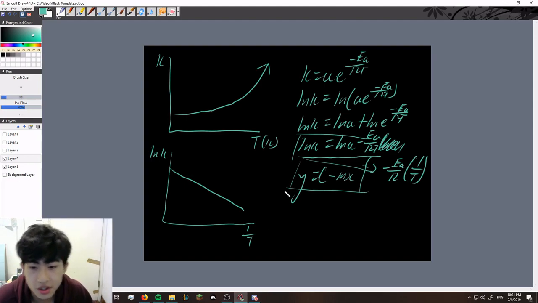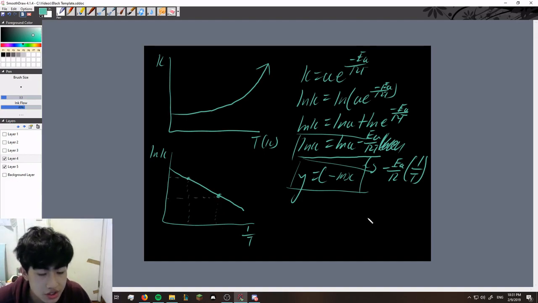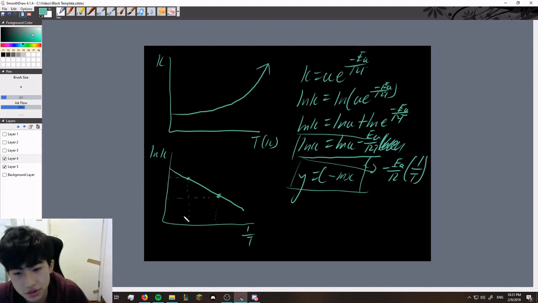And from this, when we actually extrapolate points on this linear line to ln K and 1 over T, we can actually figure out what our activation energy is. And the reason for this is we have 1 over T, this is our x-axis, this is how it's going to change with temperature. We have ln K, this is how it's going to change with our y-axis. What we don't know is m. m in y equals C minus mx is going to be the gradient of our curve.